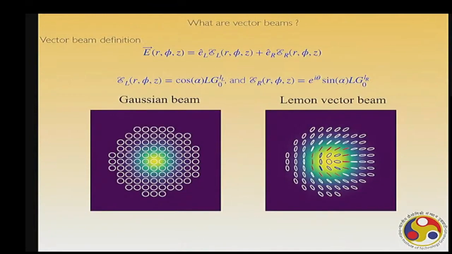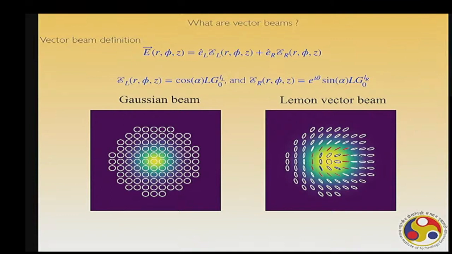This is also called a Poincaré beam, because if you draw an optics axis passing through the center, you can see there is no symmetry. But if you have a symmetry around the optics axis, then it is called a cylindrical vector beam. I will show you next.